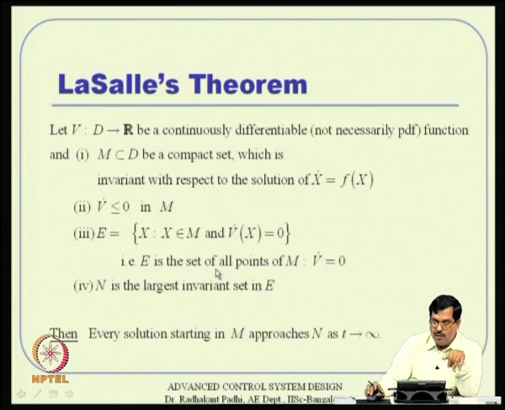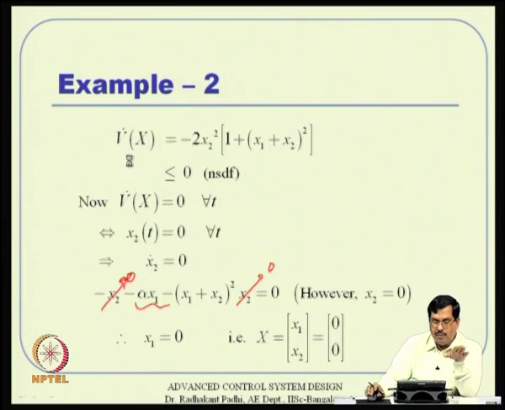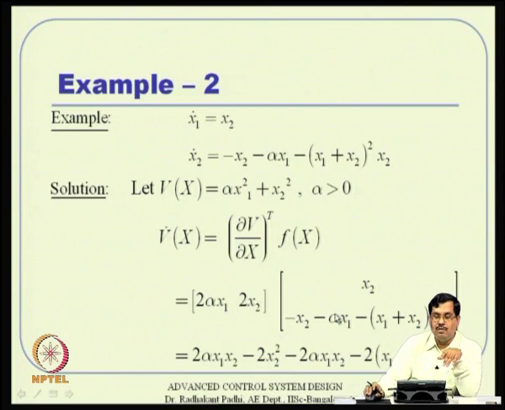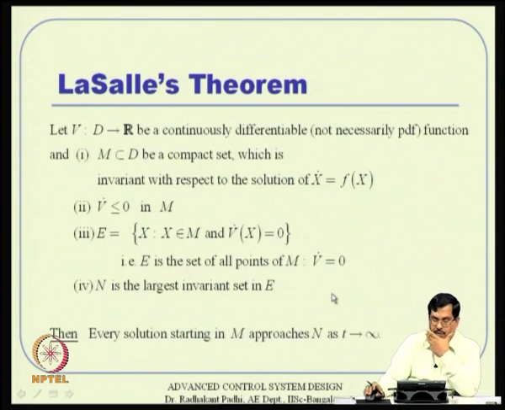If you want to see examples, you can go back and look at these examples carefully and try to understand the meaning yourself. So, that is what it tells us. V dot is negative semi definite in M, and then we define another set E, that means x belongs to M such that V dot is equal to 0. This E is the set of all points of M for which V dot is equal to 0.